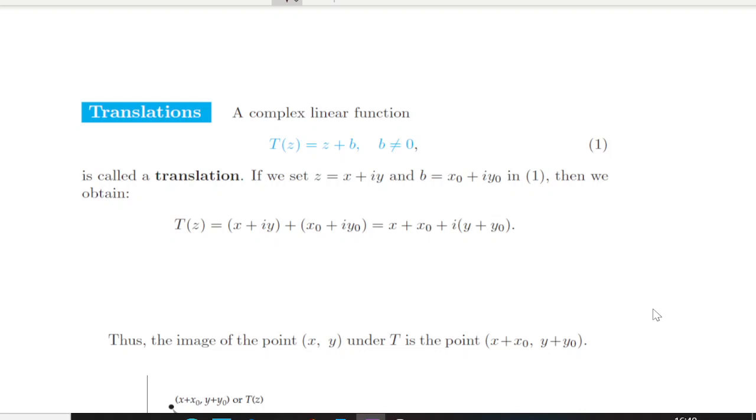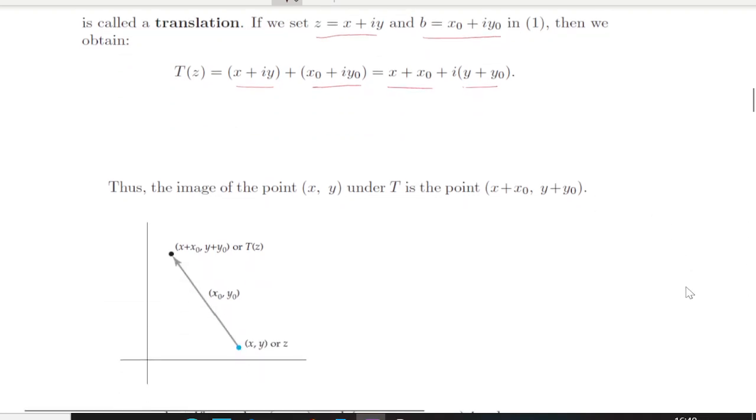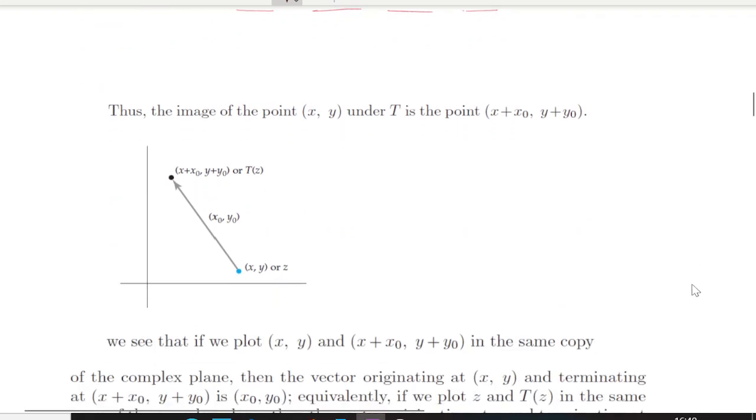If we set z equal to x plus iy and b equal to x naught plus iy naught, then z plus b results in x plus iy plus x naught plus iy naught, so x plus x naught plus i into y plus y naught. Thus the image of the point x, y under T is the point x plus x naught, y plus y naught. Suppose we have the point over here and x naught, y naught somewhere here. Now we are adding these two. You get x plus x naught and y plus y naught as the translation of x, y.